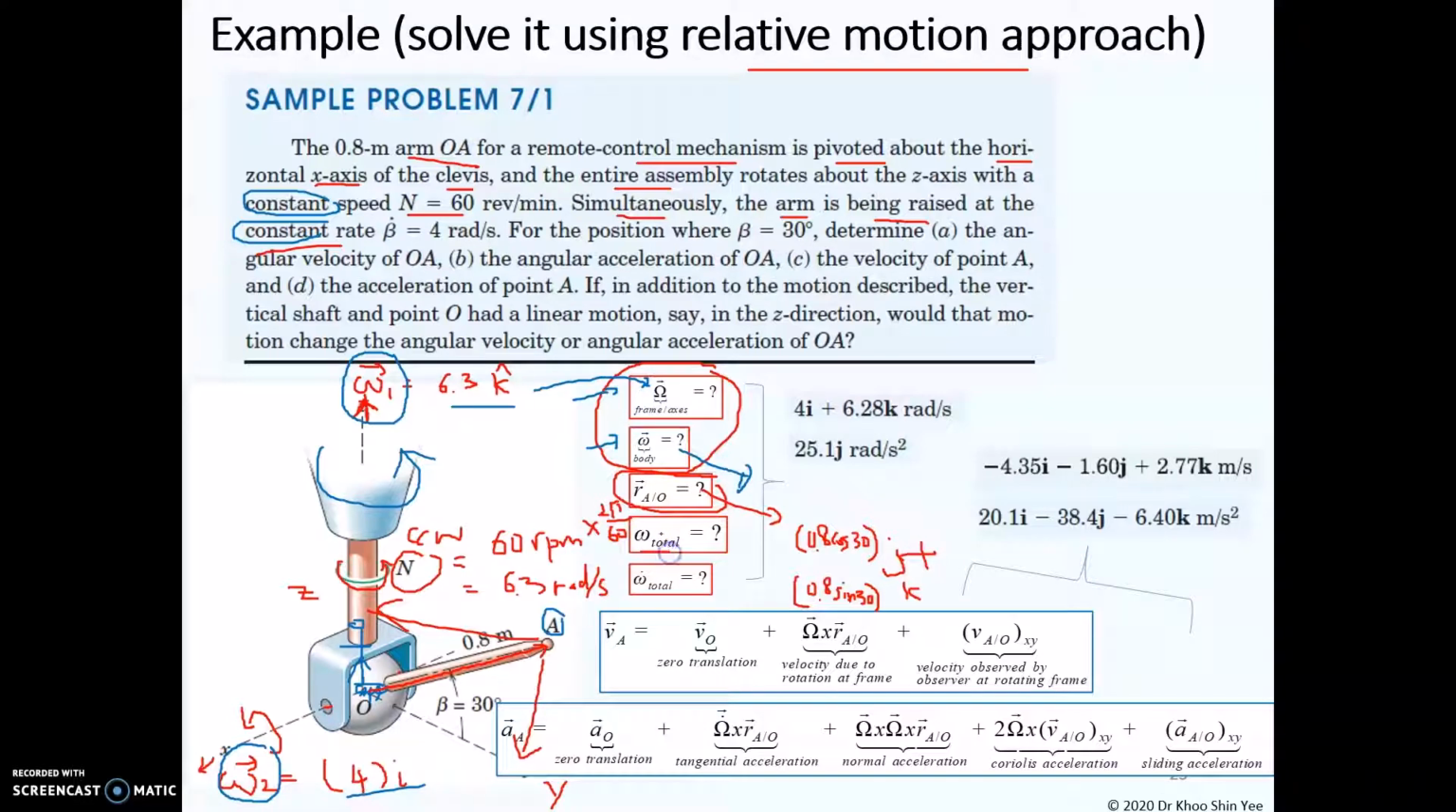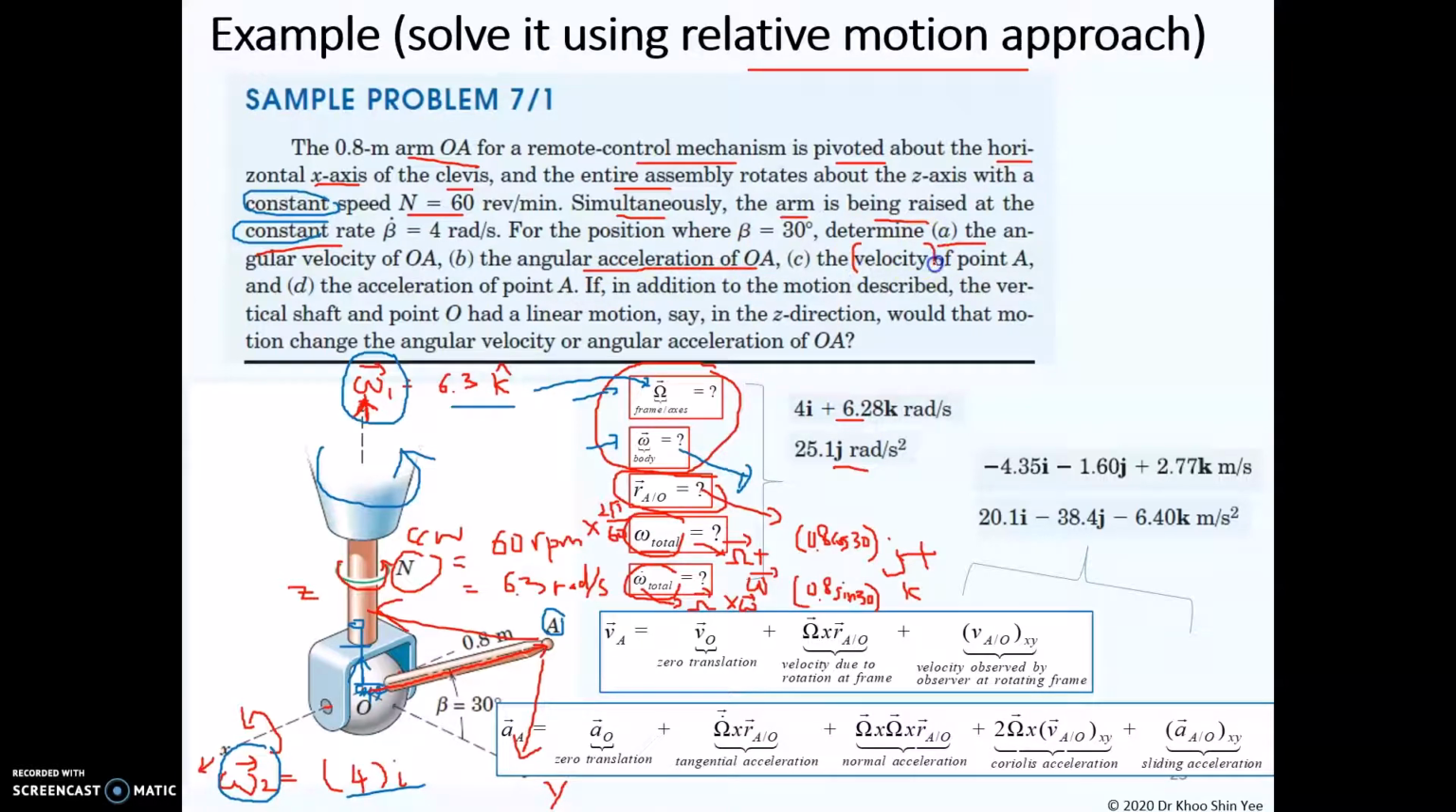What is the omega total? You can obtain it by taking the summation of Omega plus omega. What is the angular acceleration, which is the omega dot? You can take Omega cross with omega. After you calculate these two components, you should obtain these two answers, which are the angular velocity of OA and the angular acceleration of OA, in absolute value.